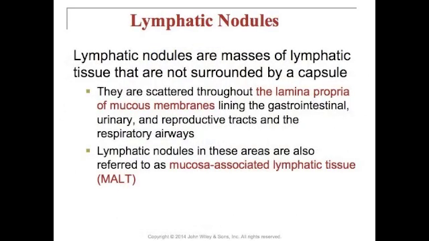Lymphatic nodules. Lymphatic nodules are masses of lymphatic tissue that are not surrounded by a capsule. They are scattered throughout the lamina propria of the mucous membranes lining the gastrointestinal tract, urinary tract, and reproductive tracts, and they also line the respiratory airways. Lymphatic nodules in these areas are also referred to as mucosa-associated lymphatic tissue.